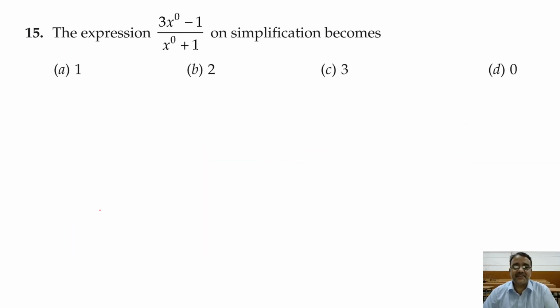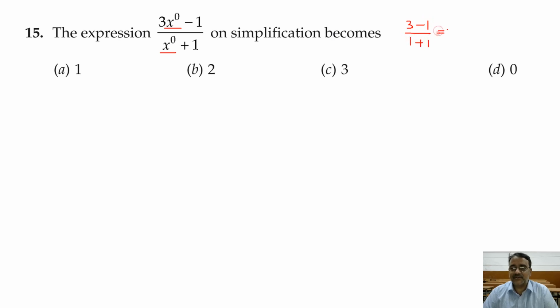The expression 3x to the power 0 minus 1 upon x to the power 0 plus 1 on simplification becomes. देखो ये 1 हो जाएगा, ये भी 1 हो जाएगा. So this will be equals to 3 minus 1 upon 1 plus 1.